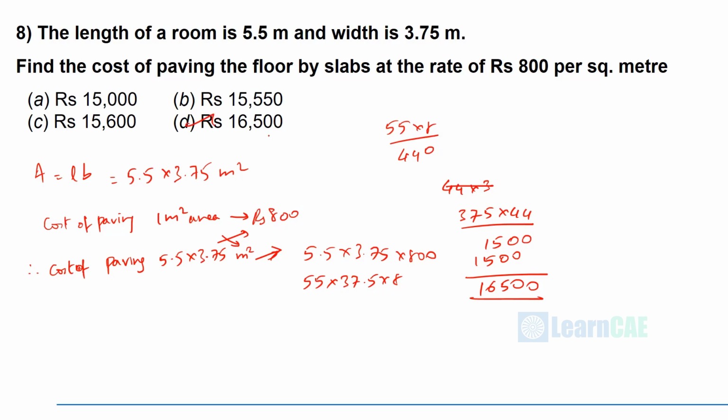So here the objective is to find out the total cost of the floor. It means we have to find out the total area. This is a simple problem. We shall go to the next problem.